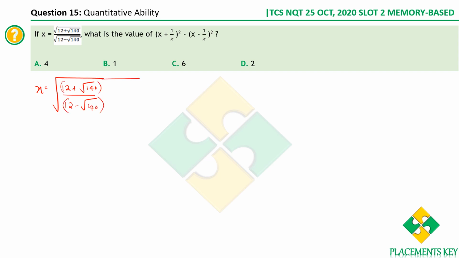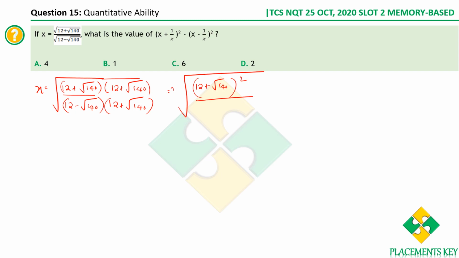Let's multiply with the conjugate, 12 plus root 140, and here also we have 12 plus root 140. So what is the value that we get? Square root of 12 plus square root of 140 whole square, divided by a square minus b square, since a minus b into a plus b is a square minus b square. A square is 12 square, 144, minus square root of 140 whole square, which is 140. So what do you get? Square root of 12 plus root 140 whole square divided by the value, which is 4.